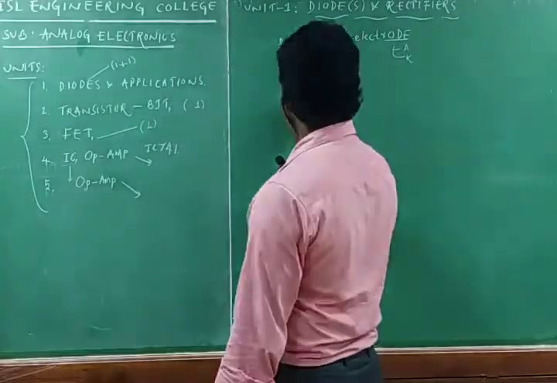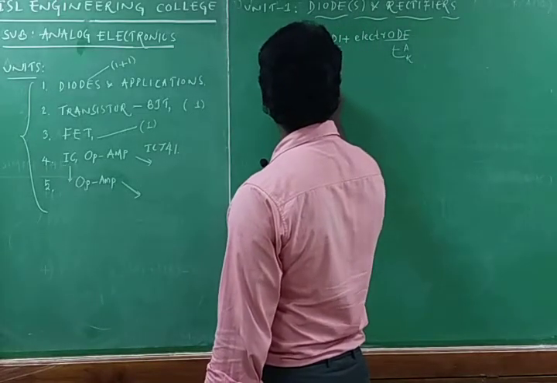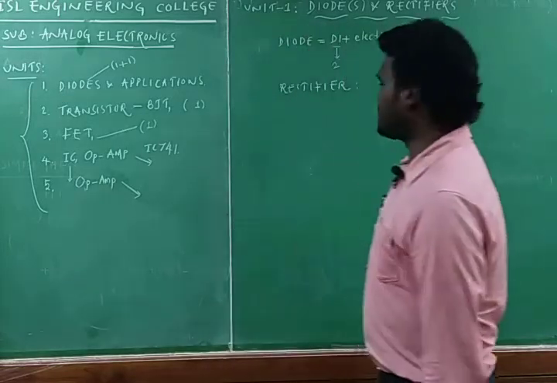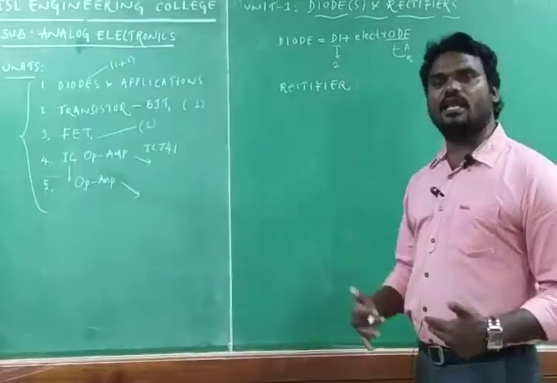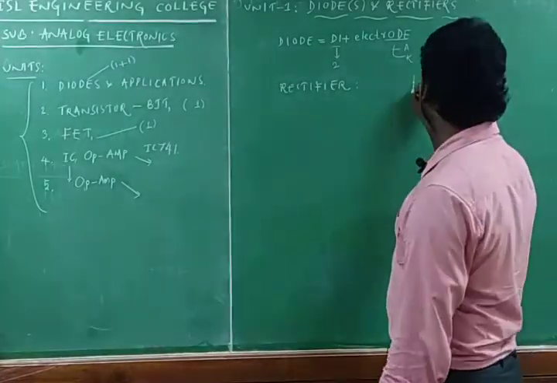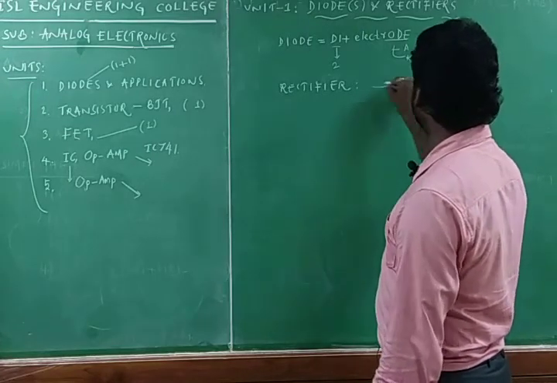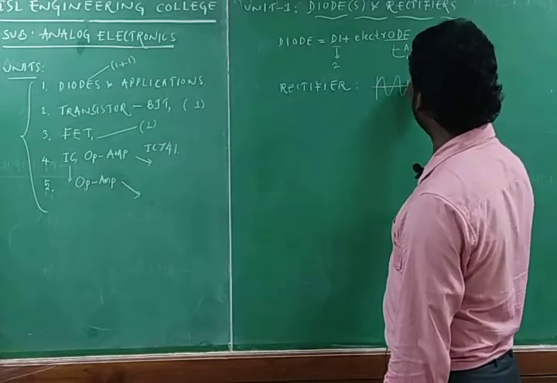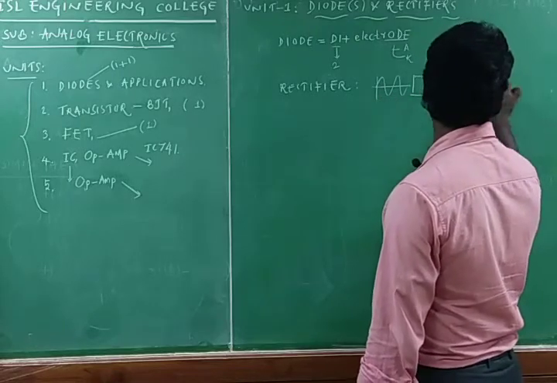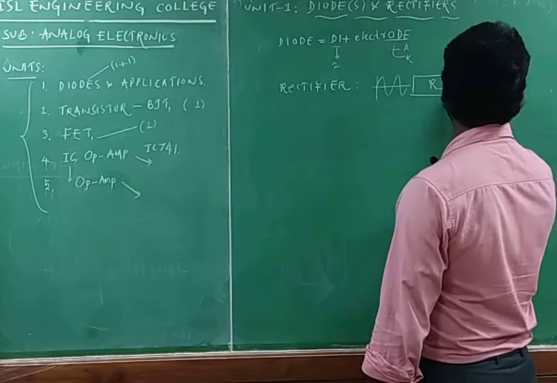This is the diode, and now I am going to the rectifier. A rectifier is an electronic device which converts AC to DC. For example, assume this is a rectifier, to which we are giving an AC signal, an alternating signal, and this rectifier will convert that AC signal into DC.